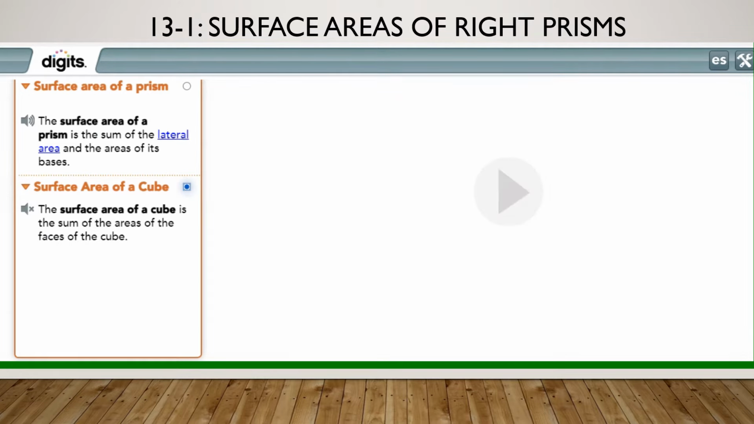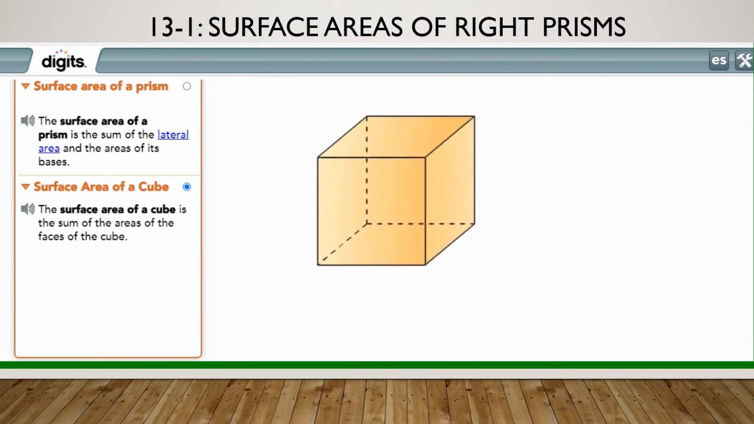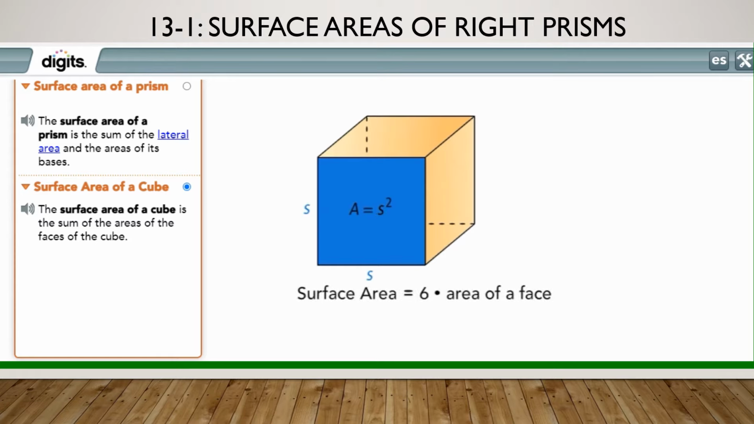The surface area of a cube is the sum of the areas of the faces of the cube. Here's an example of why your formula will work. Suppose you have a cube with side length S. Each face of the cube is a square. The area of a square is the side length squared. Since the cube has 6 faces, its surface area is 6 times the area of a face. So the surface area of a cube equals 6 times S squared.